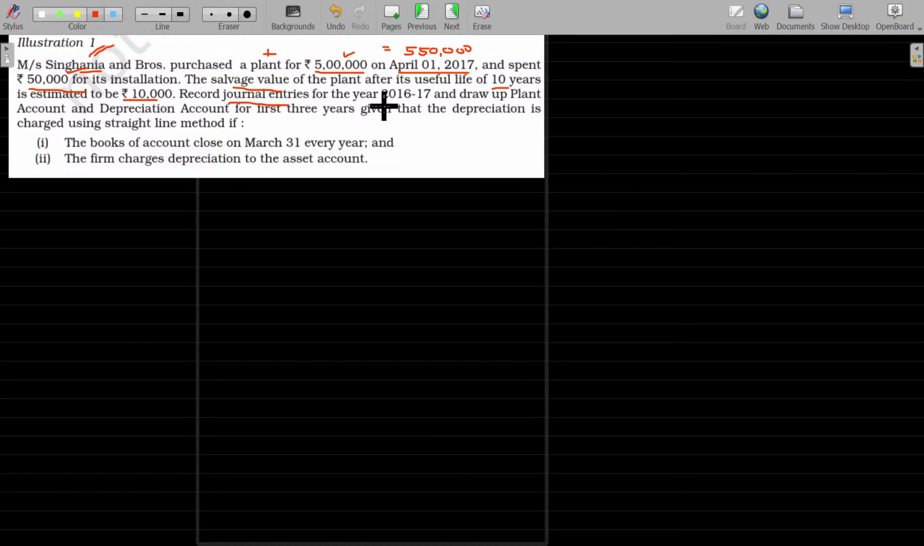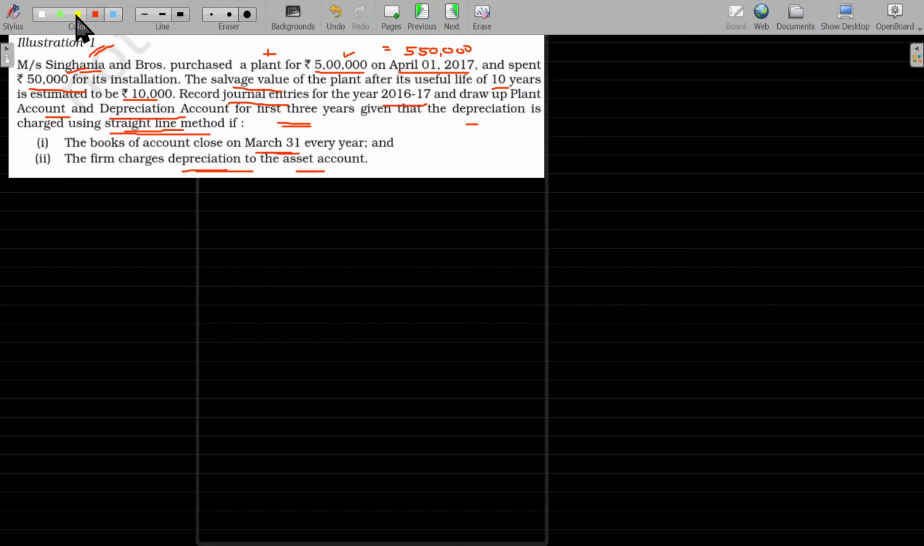Record journal entries for the year 2016 and 17. Draw plant account and depreciation account for the first 3 years, given that the depreciation is charged using straight line method. Okay, and then the books of accounts closed on March 31st every year. The firm charges the depreciation to the assets account, right?